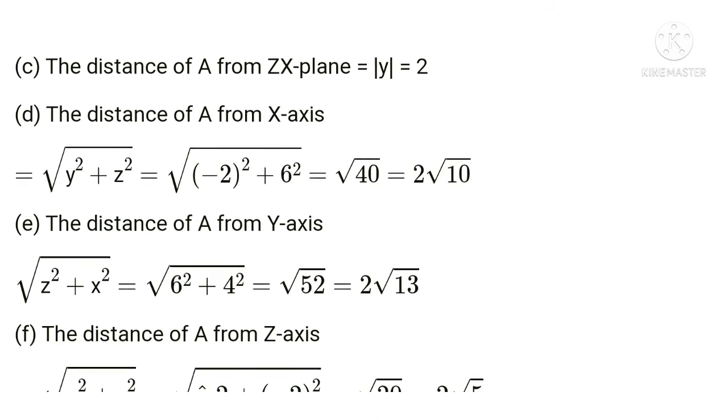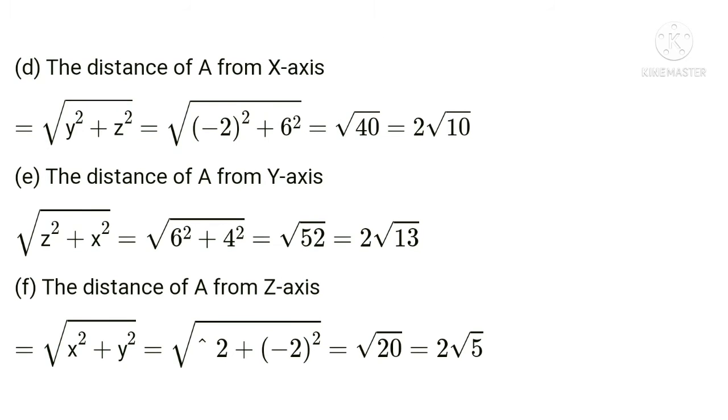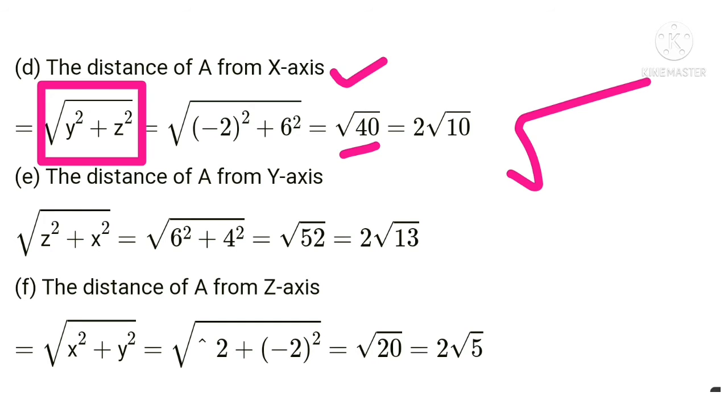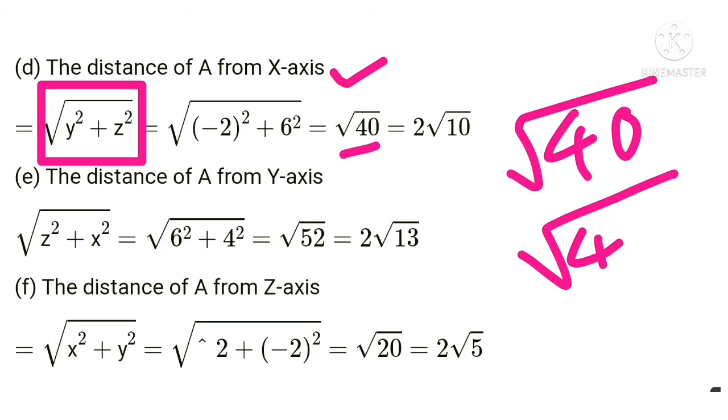Now you find the distance of point A from the x-axis. How to find the distance of point A from the x-axis? Root y squared plus z squared. You put the value, the y coordinate is -2 and the z coordinate is 6, that is root of (-2) squared plus 6 squared. You simplify this, you get root 40. You can write root 40 as root 4 times 10. The square root of 4 is 2 and root 10 as it is.